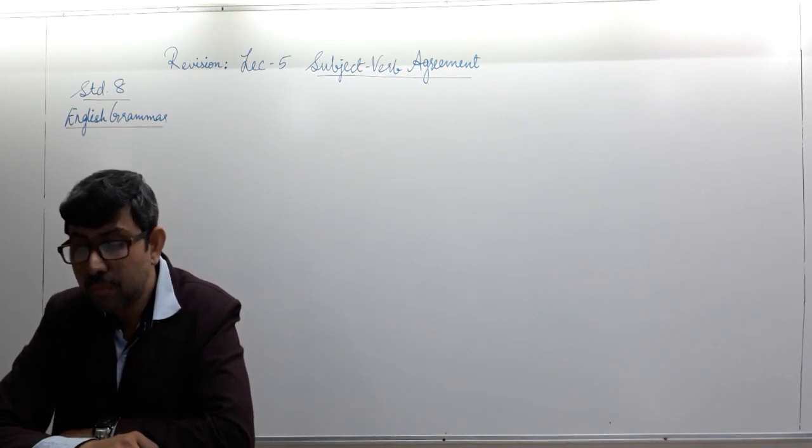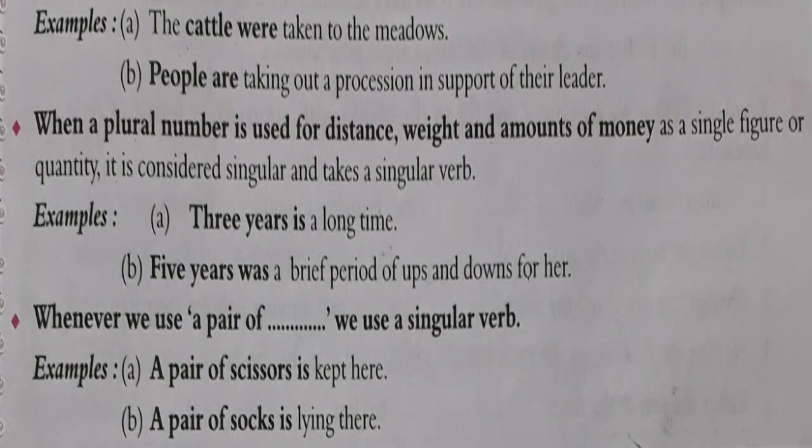Moving ahead, whenever we use the phrase "a pair of," we use a singular verb. "A pair of scissors is kept here," "a pair of socks is lying here."